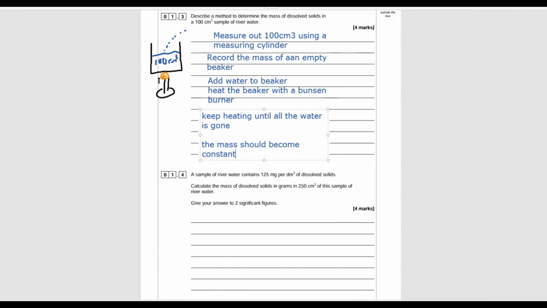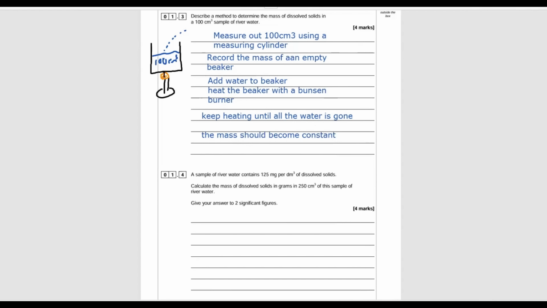We could heat this every minute, reweigh the beaker, heat for another minute, reweigh the beaker. Once the mass no longer goes down, I mean, you can visually see all the water's gone, but you can still heat because there might be some water you can't see mixed up with the solid. Once the mass doesn't change, you know all the water has left.